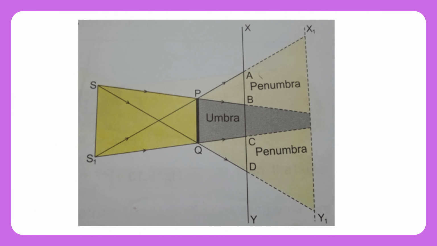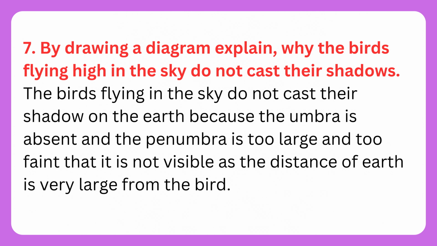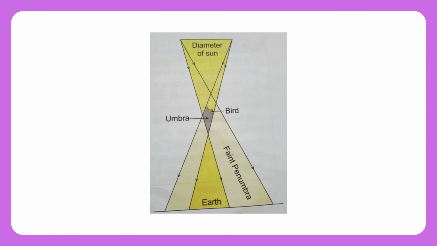Question 7. By drawing a diagram explain why the birds flying high in the sky do not cast their shadows. The birds flying in the sky do not cast their shadow on the earth because the umbra is absent and the penumbra is too large and too faint that it is not visible, as the distance of earth is very large from the bird. Here is a diagram showing why the birds flying high in the sky do not cast their shadows.